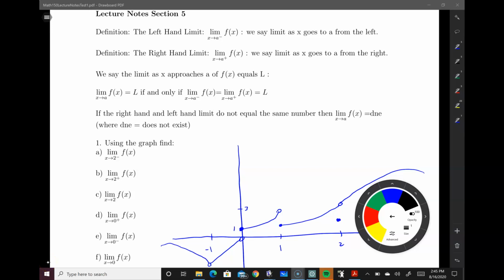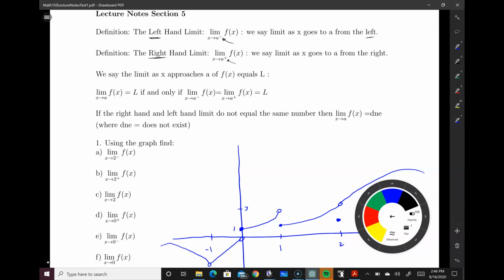All right, so now we're going to start working on limits. So we have a left-hand limit. This left-hand limit, you'll notice, has a negative sign in the exponent. That means we're coming from the left-hand side, so from where negative numbers are. A right-hand limit has a positive sign up in the exponent. That means we're coming from the positive side, or the right, where the positive numbers are.